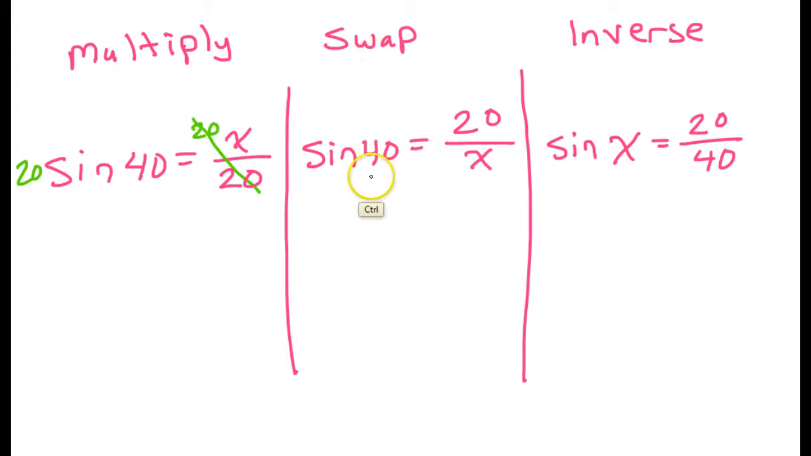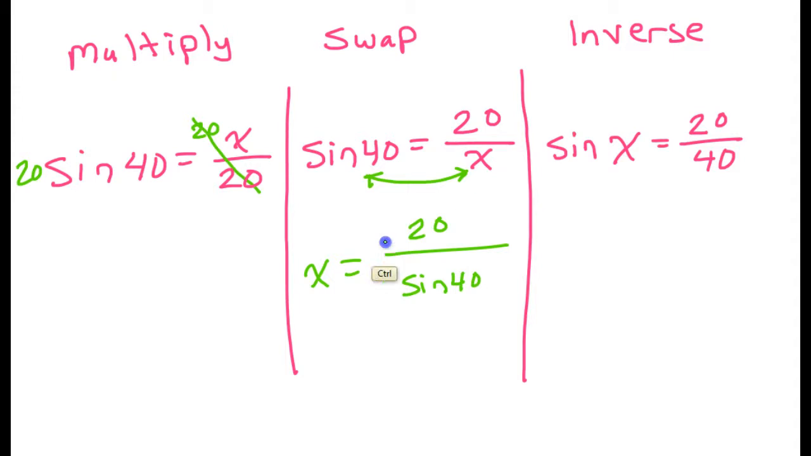Swap. Well, it turns out you can swap these. You can swap the denominator with this thing that's out here by itself, and you get a new equation that still works. So you would get x equals 20 over sine 40. And you could just type this in your calculator and that would be the answer.